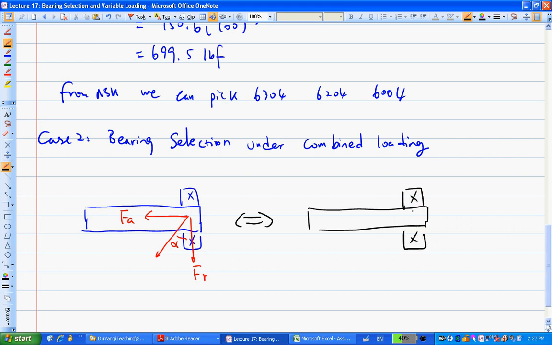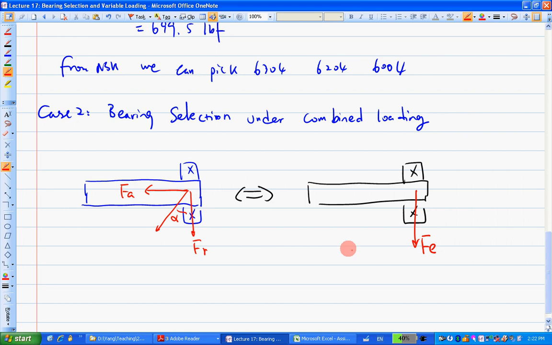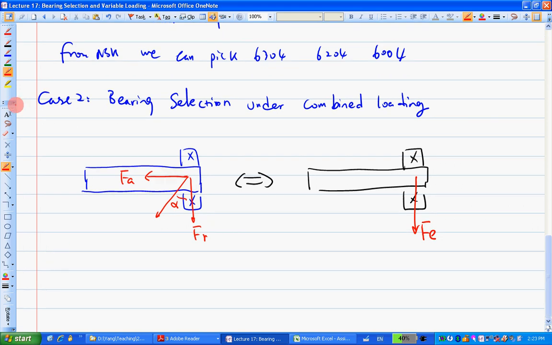We only look at one radial load only, FE. But the idea is that the model with the radial load FE only is supposed to cause the same kind of damage as the model with the combined loading. So in other words, we want to find an FE such that this FE, which is a radial load only, will cause the same damage as the combined loading.